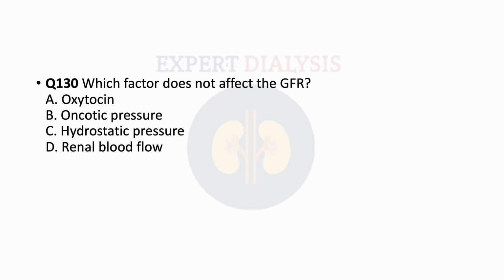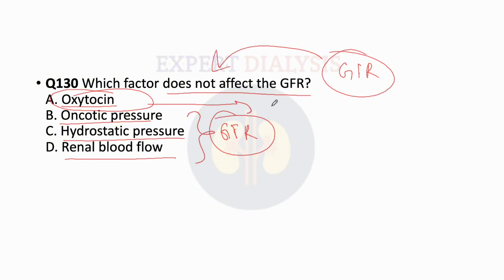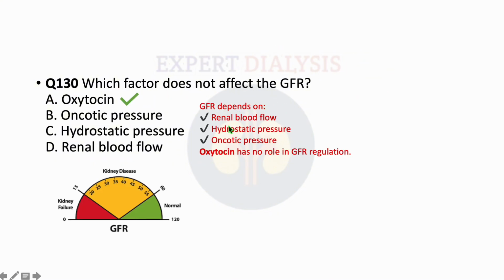Moving to the next question, it says which factor does not affect GFR, glomerular filtration rate, out of the following? Option A is oxytocin, option B is oncotic pressure, option C is hydrostatic pressure, option D is renal blood flow. These all affect the GFR, but oxytocin does not, because it is not directly involved in GFR. GFR depends on renal blood flow, hydrostatic pressure and oncotic pressure, but there is no role of oxytocin in GFR.